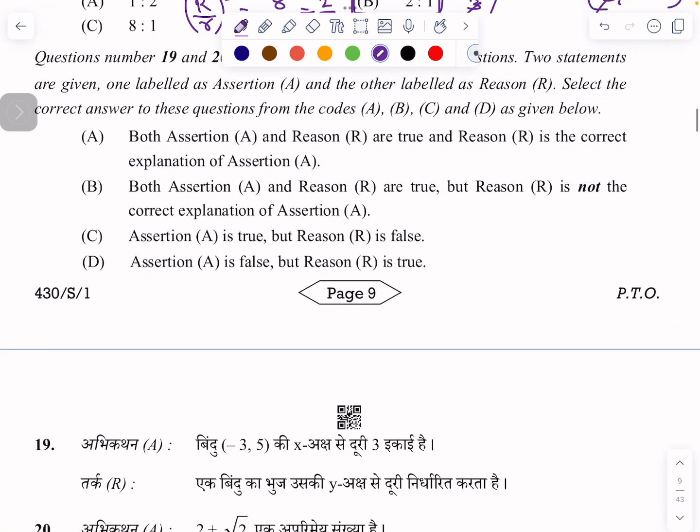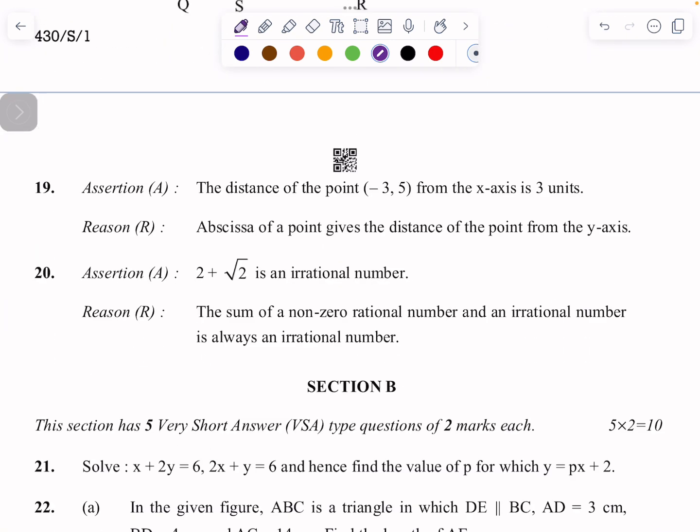And we have assertion-reason questions here. In the 19th question, what is the assertion? The distance of the point (minus 3, 5) from the x-axis is 3 units. Is it correct or not? Yes, distance always shows a positive value only.